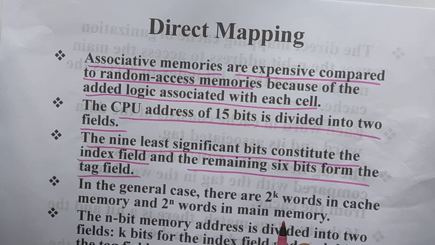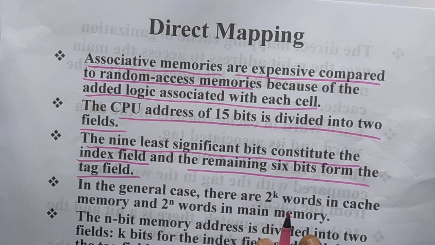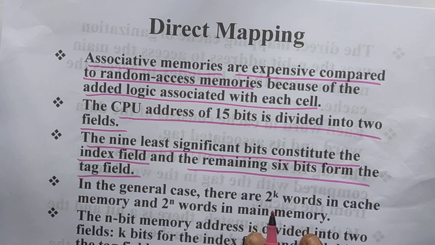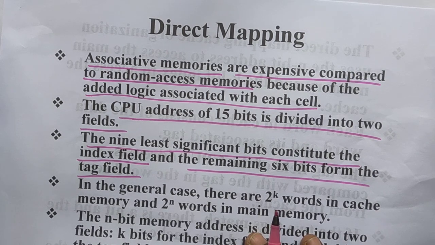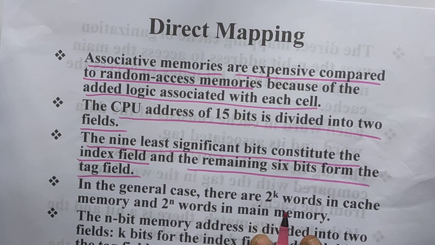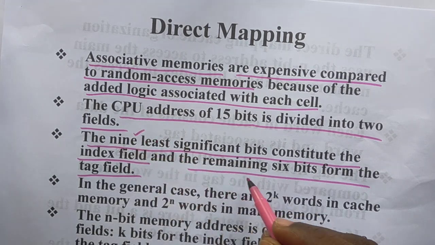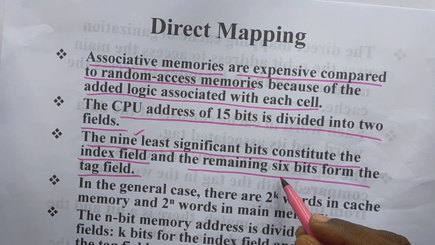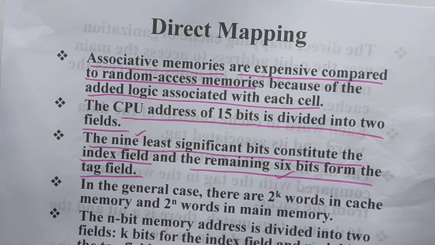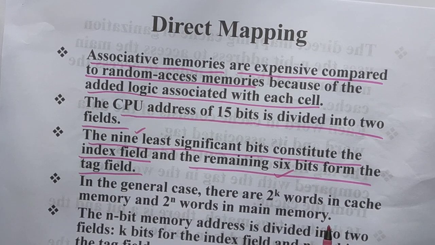If you go directly through associative memory, we would search with the argument data in associative memory, but that is a disadvantage. For that reason, the CPU divides the 15-bit address into two parts: an index field and a tag field. The index field has 9 bits and the tag field has 6 bits. In this way, the address is defined.